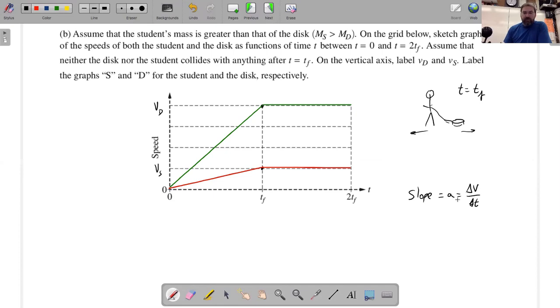So the rate of acceleration of the disk during the pushing is greater than the rate of acceleration of the student during the pushing. Or you can also know that the final velocity of the disk is large compared to the final velocity of the student.